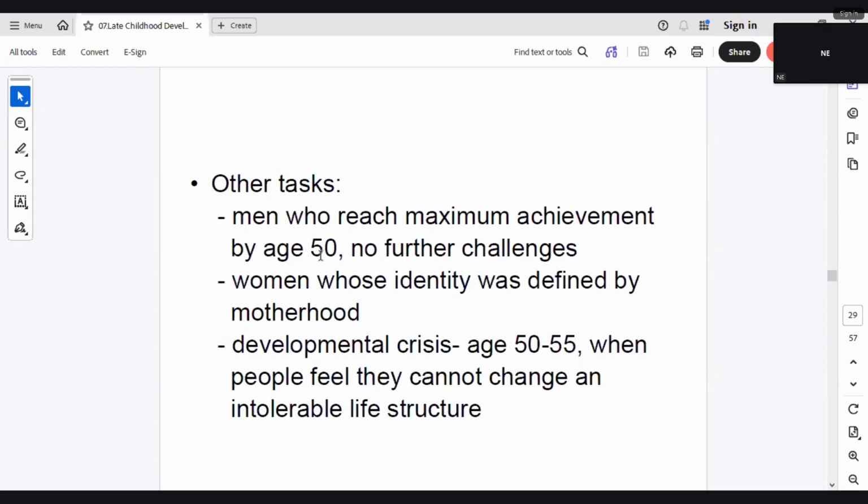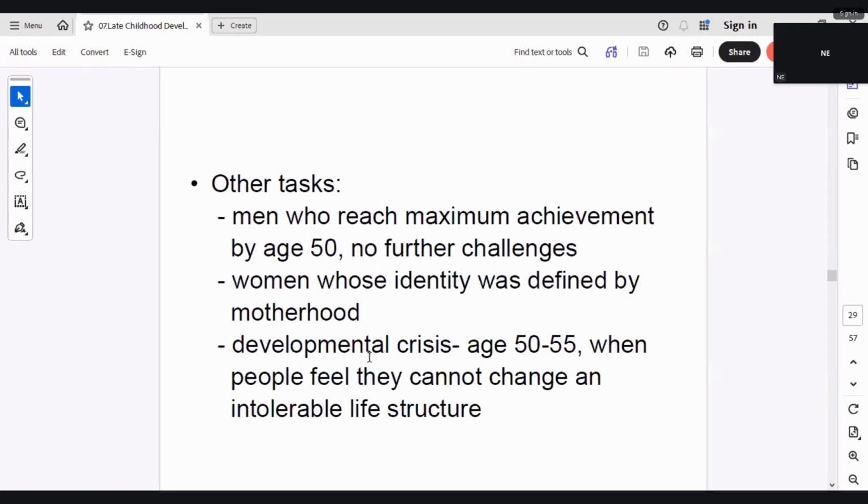You have the money, you have the family. So, what next? Okay, so with having no further challenges, how does that impact mental health? Women whose identity was defined by motherhood, and now all their kids have left the house. She's never invested in herself, or her social circle, or her employment, and now she's got nothing.